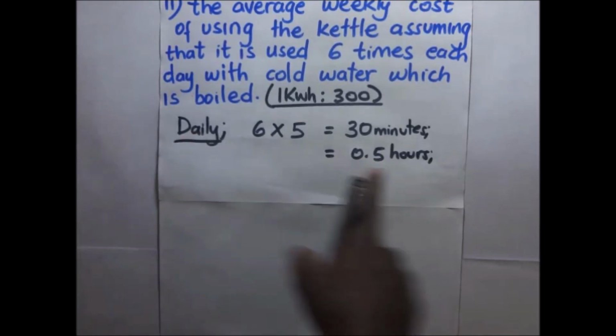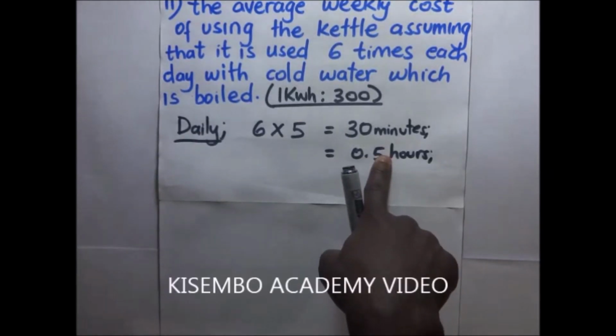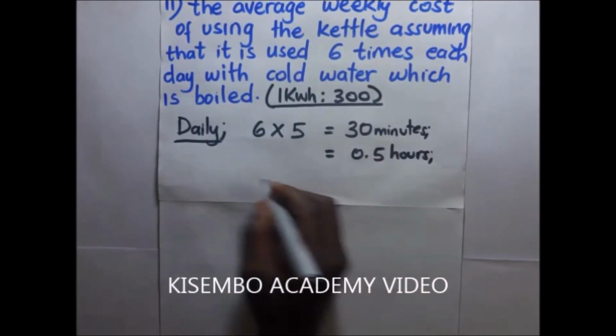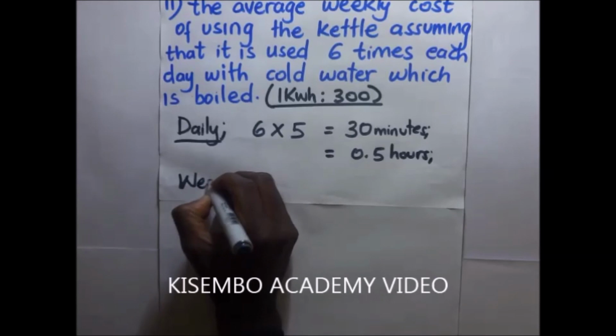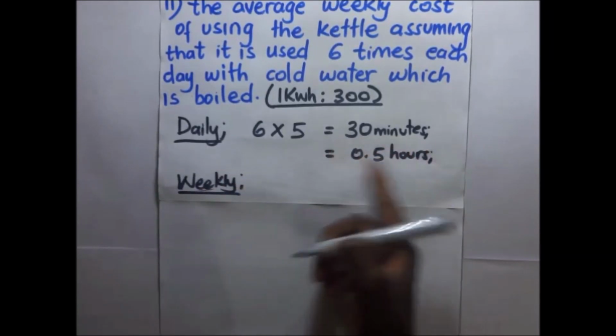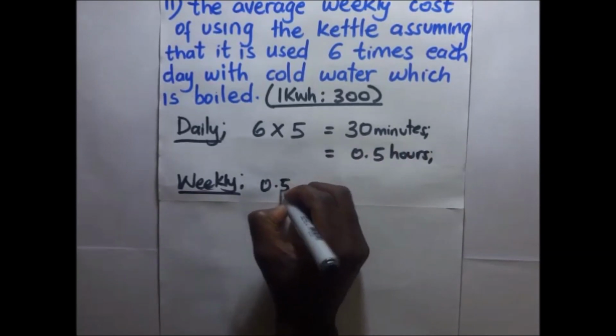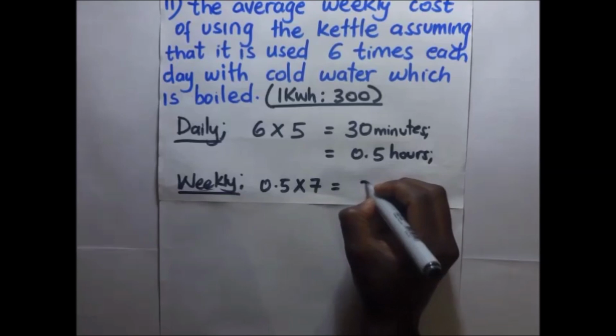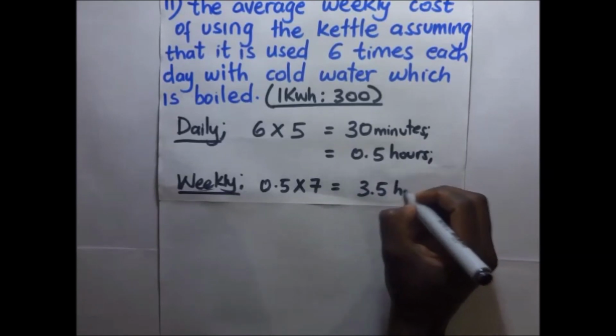Now, if daily it's going to be 0.5 hours, what about weekly? How long is it going to be used weekly? The weekly usage will be these 0.5 hours every day, multiplied by the 7 days of the week, and it will give us 3.5 hours in a week.